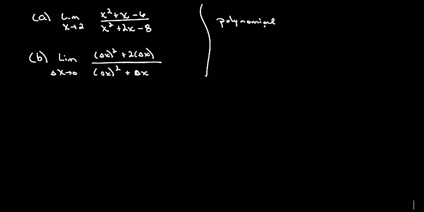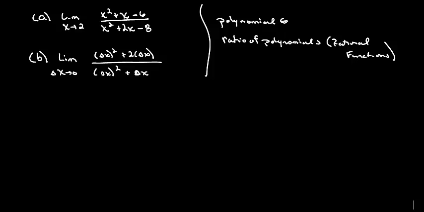So if you have a polynomial or a ratio of polynomials, we call these rational functions. If you've got either of those two, first, polynomials are continuous everywhere. So if you've got a polynomial function that's continuous anywhere, we can use direct substitution to find the limiting values, and I'll show you what I mean by that.